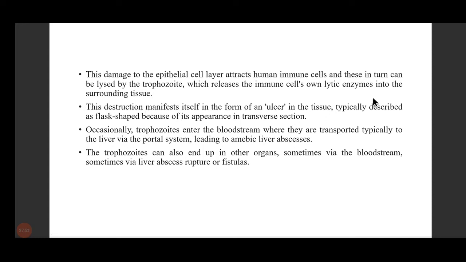So, the enzymes of its own, okay, the enzymes of Entamoeba and the enzymes of these human immune cells, which get attracted to this site, they cause the destruction and they create the ulcer. Okay, this destruction manifests in the form of ulcer in the tissue, which is typically described as, next slide.